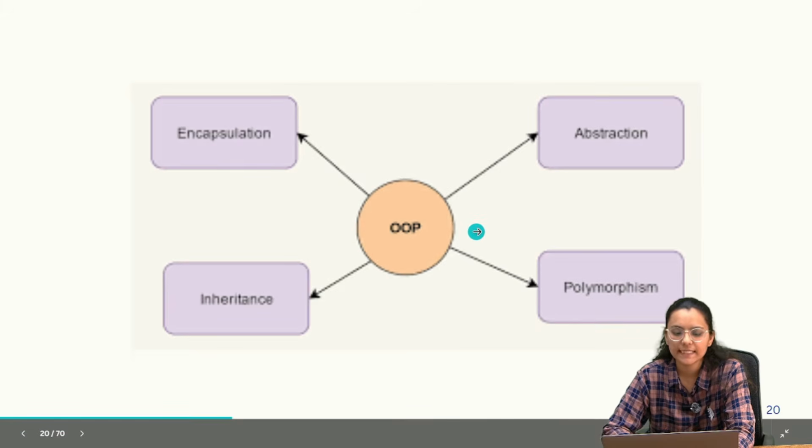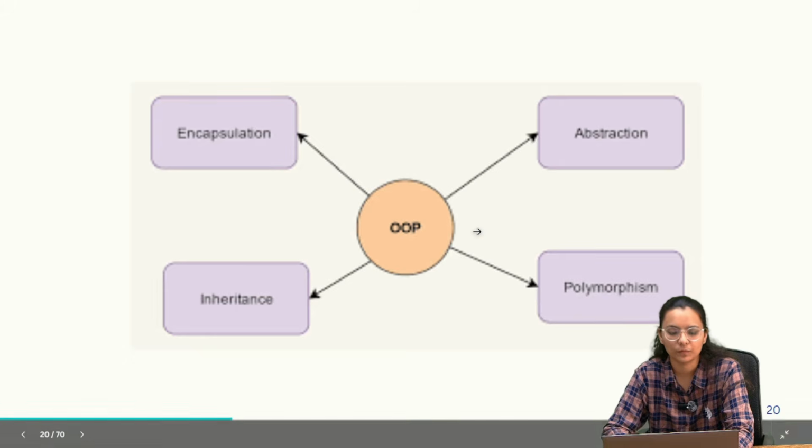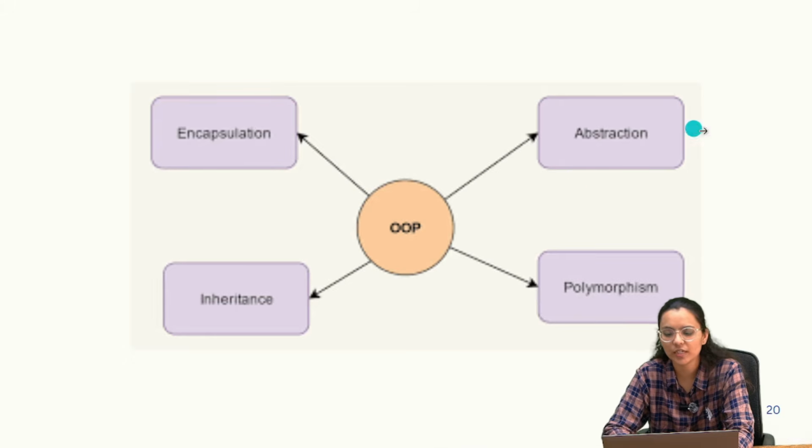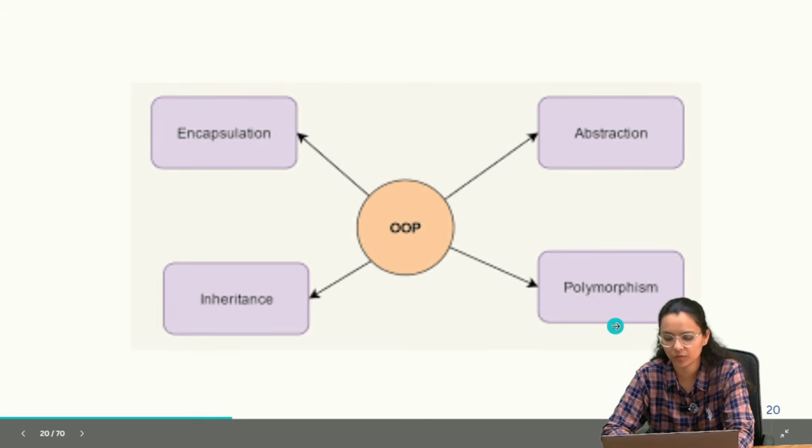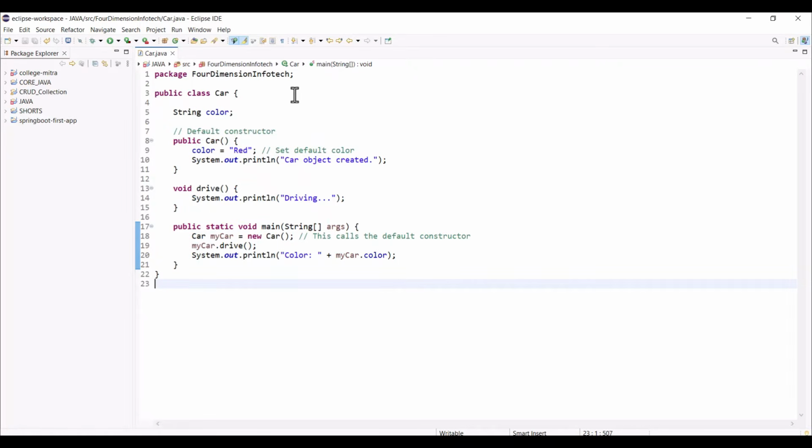So these are the four main pillars of OOPs: encapsulation, abstraction, inheritance and polymorphism. Let's see here the program for the default constructor.